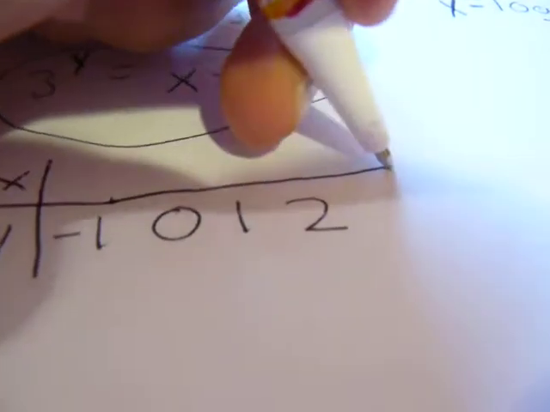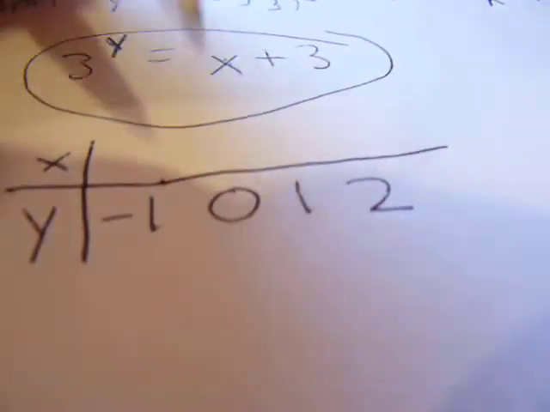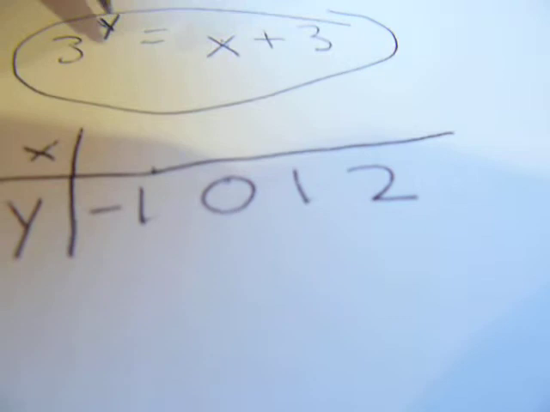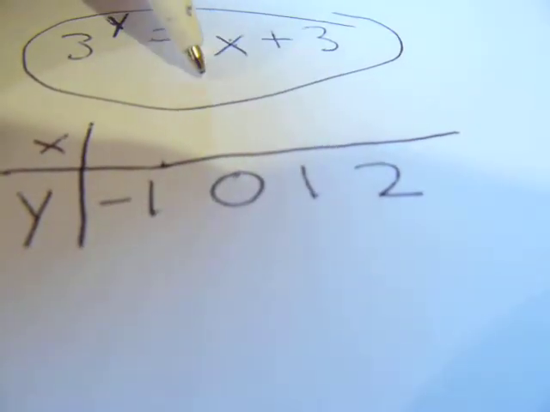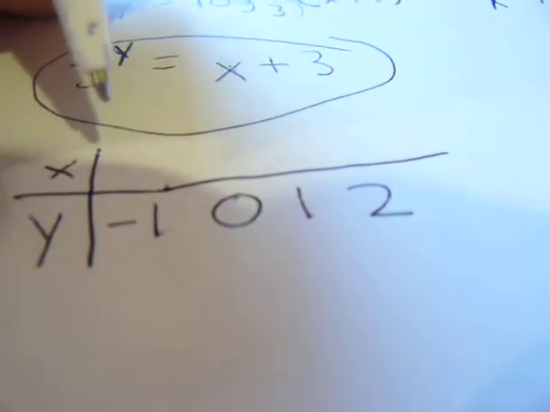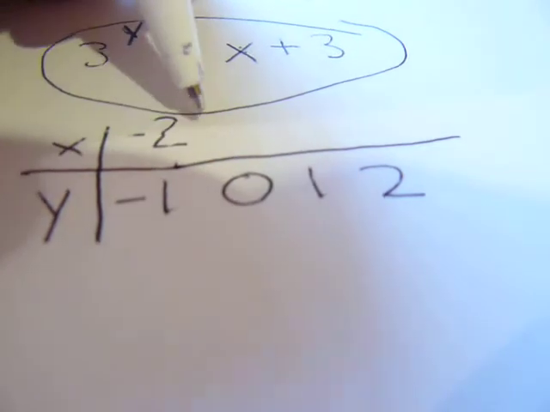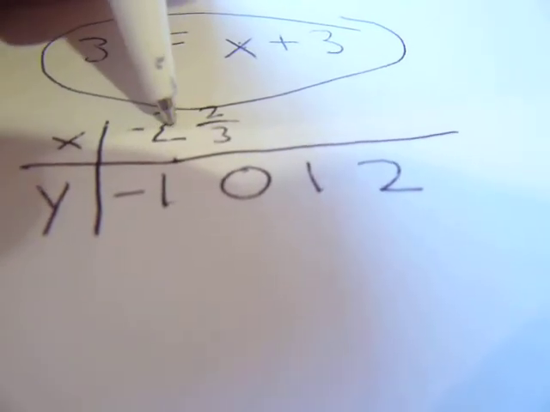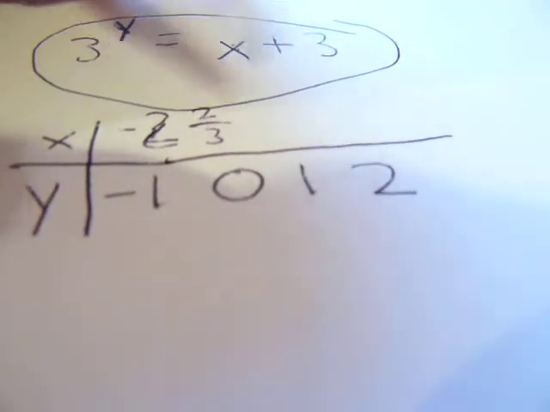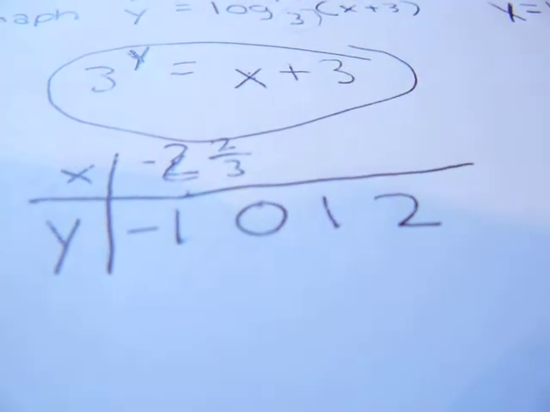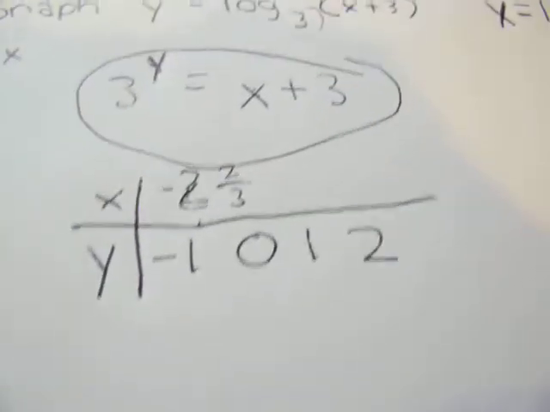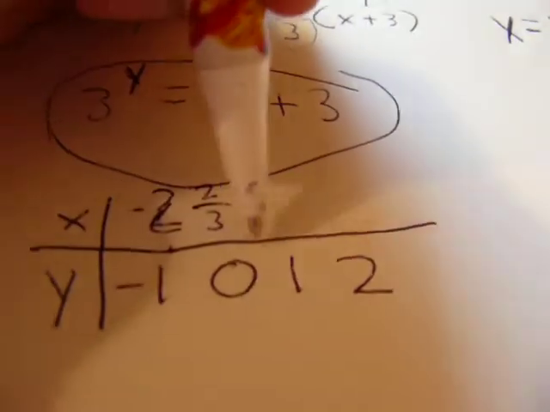Once we plug this into our calculator, we do 3 to the negative first power, which would be 1/3. And then you know that 1/3 is equal to x plus 3. So you subtract 3 from both sides, and you get -2 and 2/3. Next, you put 3 to the 0th, which would be 1, and then you know that 1 is equal to x plus 3, and when you subtract 3 from both sides, you get -2.